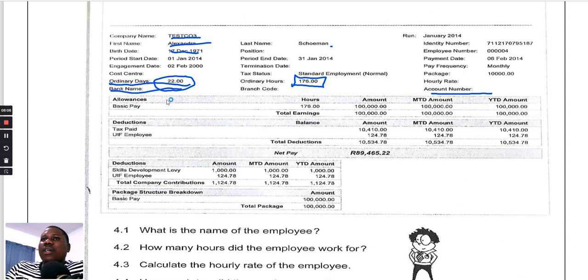The allowance here, we have the basic pay, they say hours, amount. Okay, now I want to talk about something here. Under the allowance, now we only have the basic income. It's not in all cases that you're going to see only the basic pay. In some cases you're going to get a bonus here. Remember this one, the bonus is not paid every month.